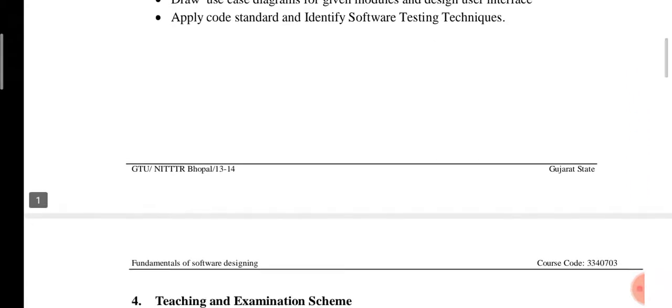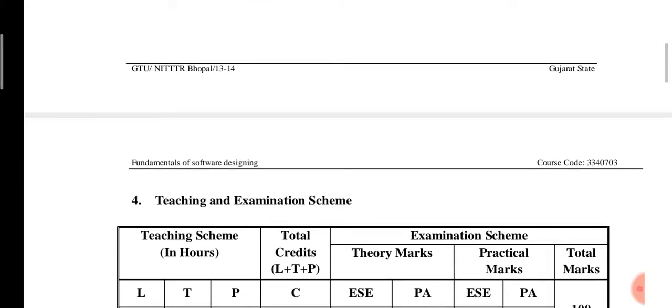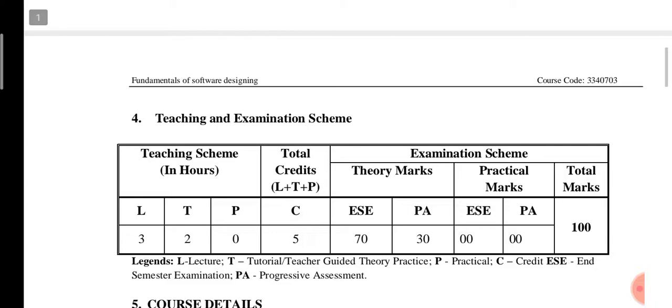Then next, the teaching and examination scheme for the FOSD subject. Here the teaching scheme is LTP. LTP means L stands for lecture, T stands for tutorial, the teacher-guided theory practice, and P stands for practical. Here the LTP is considered as L 3, T 2, and practical sessions total 0.